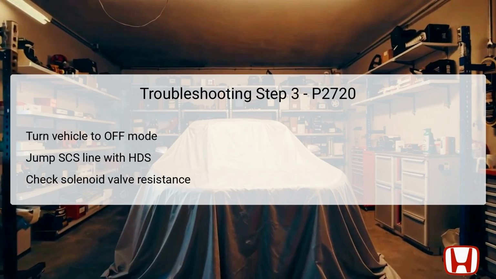The third step in troubleshooting DTC P2720 involves checking the resistance of the CVT lockup clutch control solenoid valve.